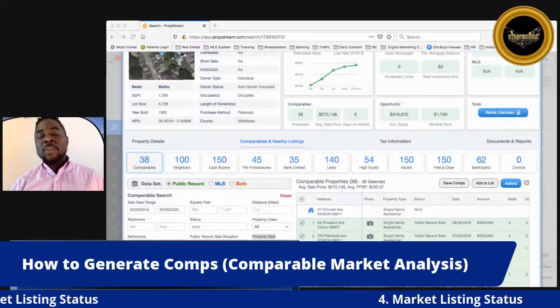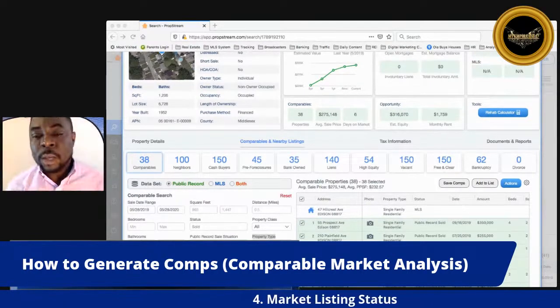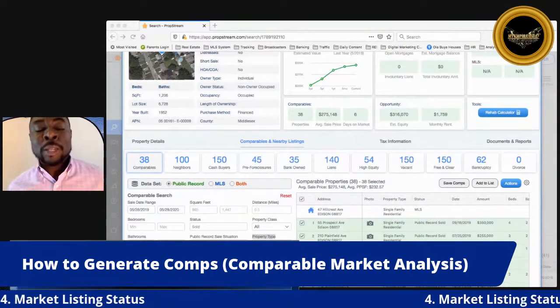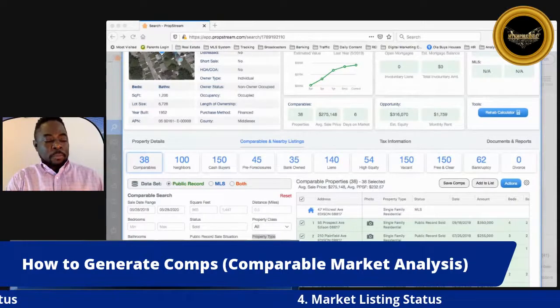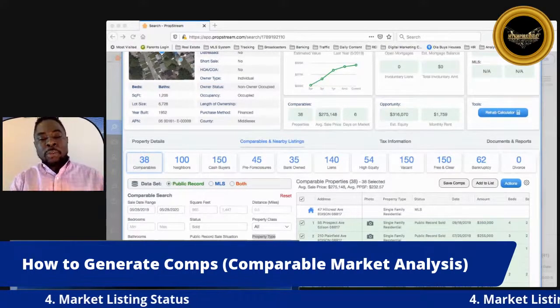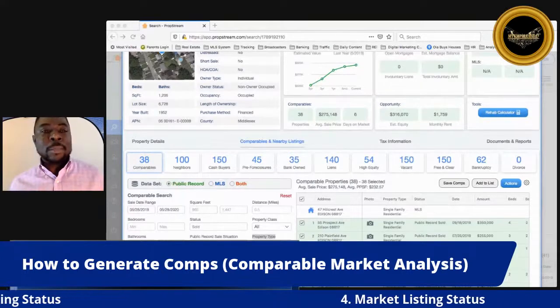You always go, even if you're doing subject to, okay? Some of you guys don't know what subject to is. By the way, if you want me to cover subject to deals, lease with an option, rent to own later on, say that in the comment area and I will see what I can do about that, okay?